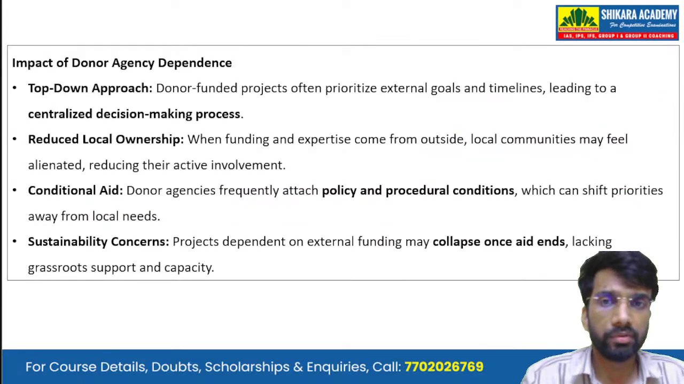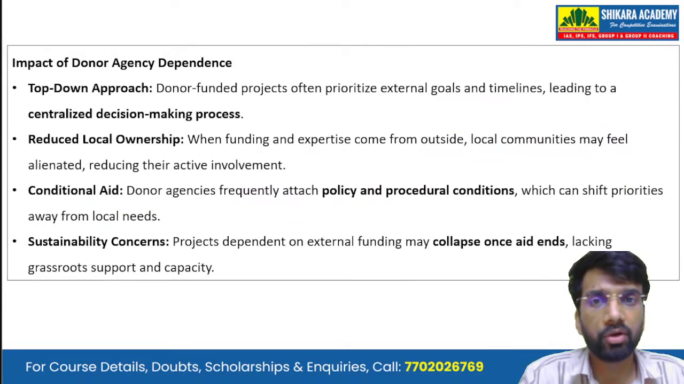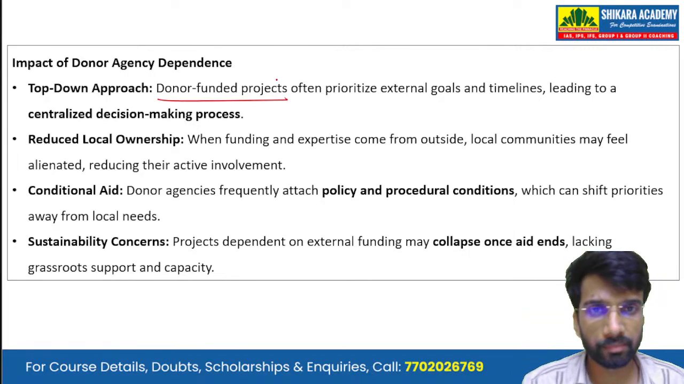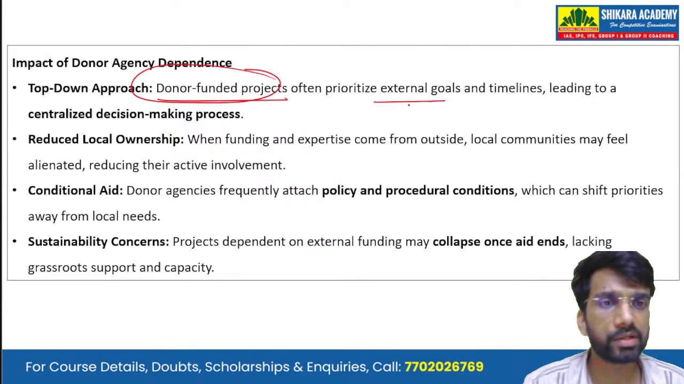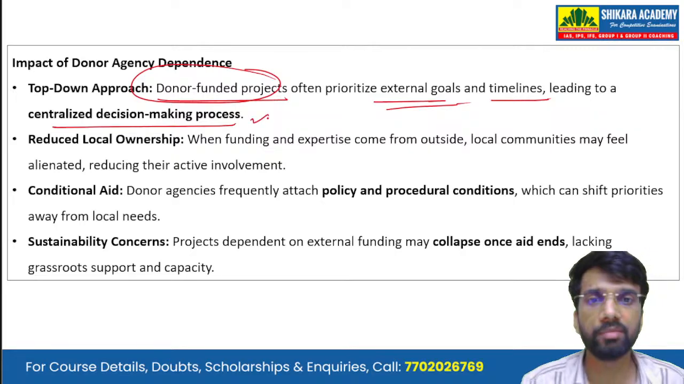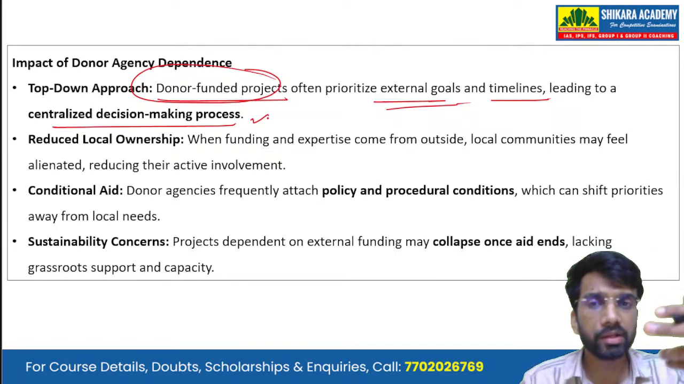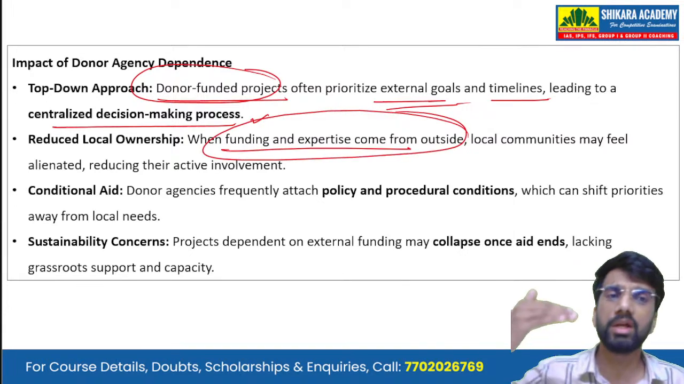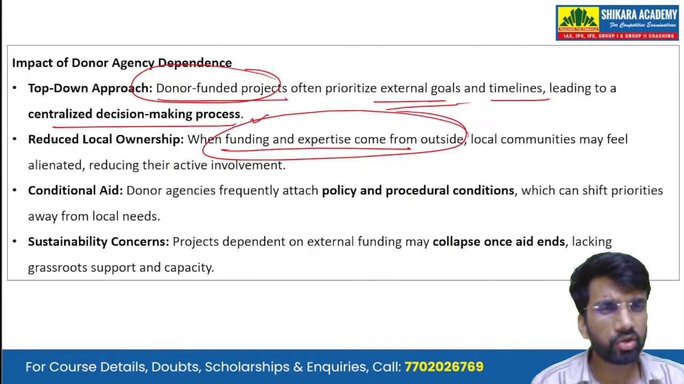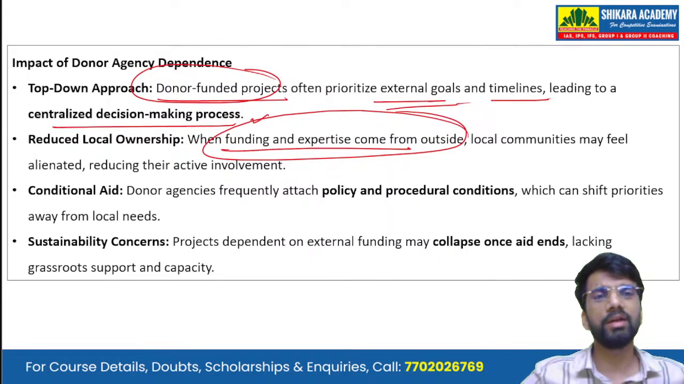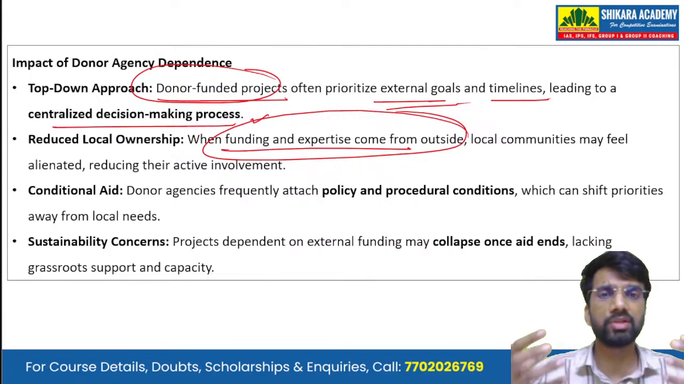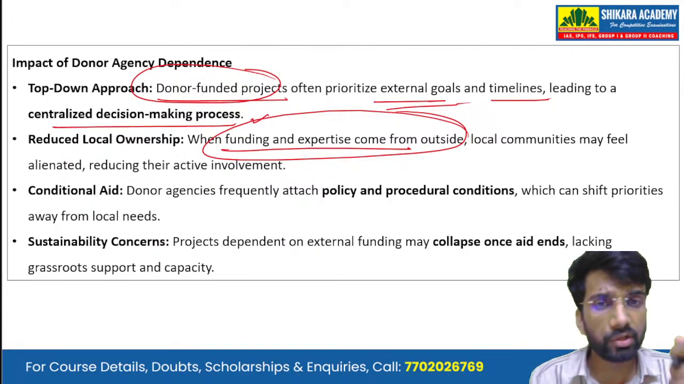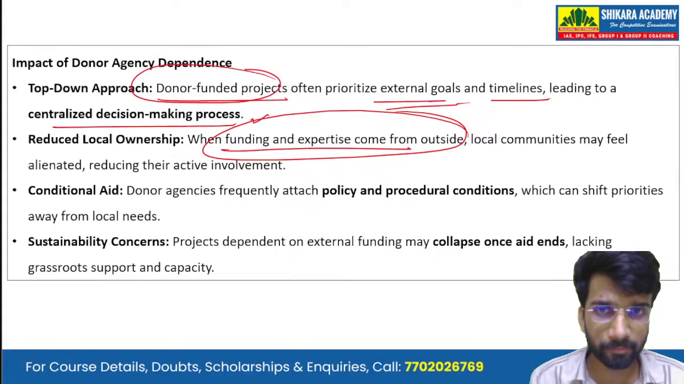Now we discuss in the body the impact of donor agency dependence. First, we have the top down approach. Donor funded projects often prioritize external goals and timelines, leading to a centralized decision making process. The impact is reduced local ownership. When funding and expertise come from outside, be it at the national level or the international level, local communities may feel alienated. They may feel that every decision and all the money is coming from outside, and that decisions are being enforced from outside, which reduces their active involvement in the development process.